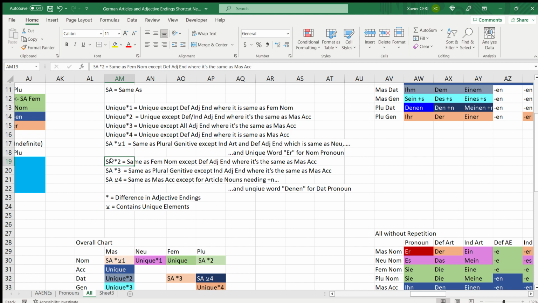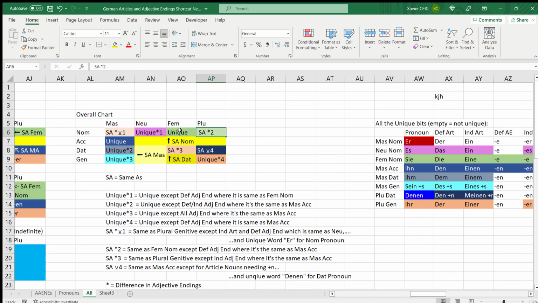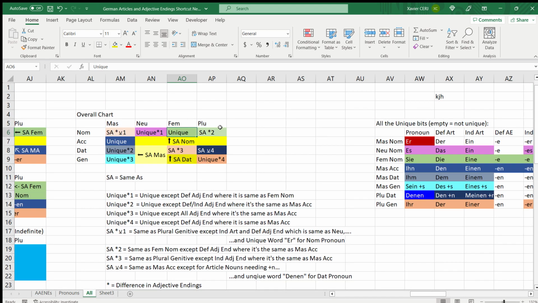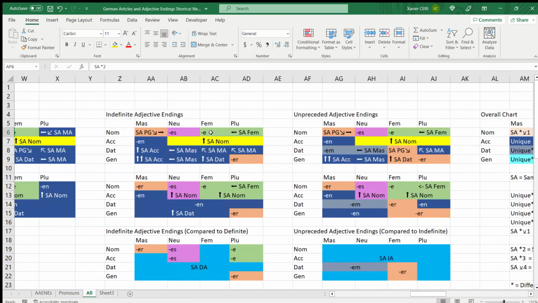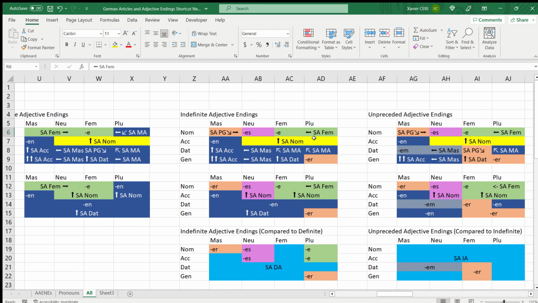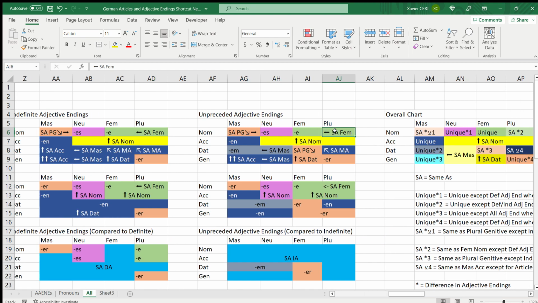So star 2, same as feminine nominative. So this is what we're looking at right here. This right here is the same as this, except, as we mentioned earlier, the definite adjective ending, where it is the same as the masculine accusative. This one right here was en. Here, I'll show you right here. This one right here is en, which is the masculine accusative, whereas in every other instance here, you can see that it is the exact same as the feminine.